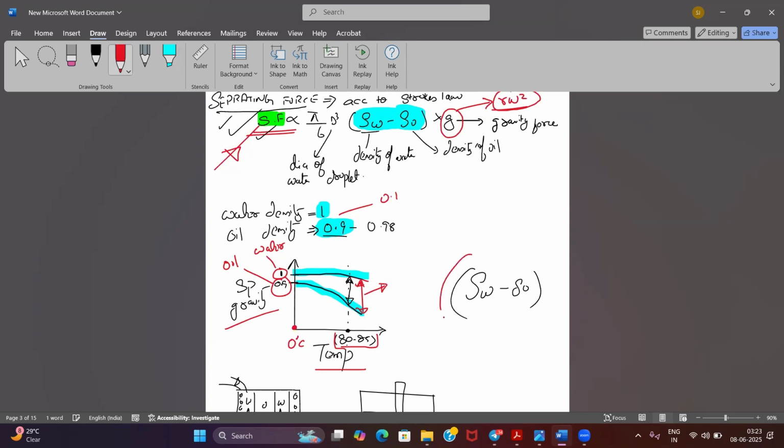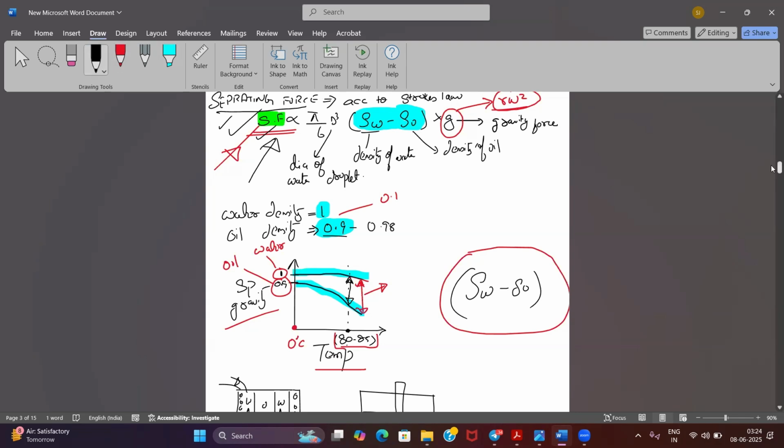If the difference between the density of water and oil increases, my separation force will be much better. This separating force will be much better, and that is what I want. That is why we are heating this oil, to increase the separating force acting in a purifier. And obviously the gravitational force is replaced by the centrifugal force, that is r omega square.